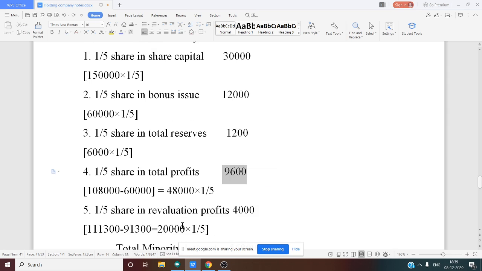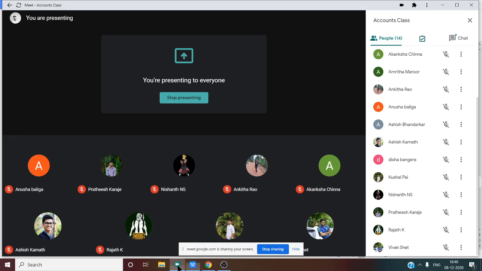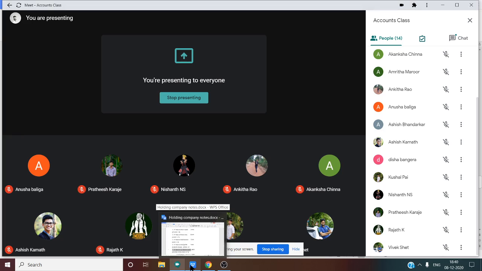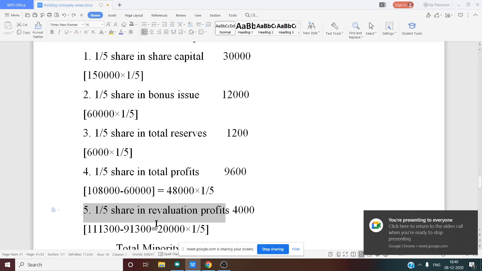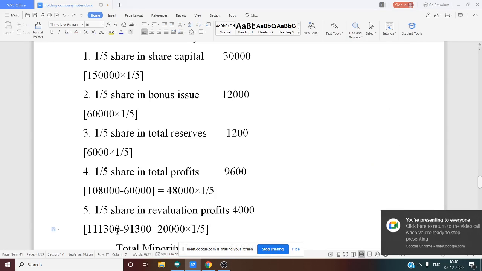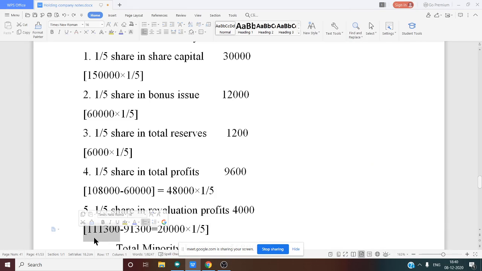Now, one more under that is revaluation profit. 1 by 5 share in revaluation profit. Again, revaluation profit is capital in nature, capital profit, that is nothing but capital reserve as per Accounting Standard 21, consolidated financial statements. Plant and machinery in the balance sheet is 91,300, and after revaluation the balance is 1,11,300, an appreciation of 20,000. That 20,000 is the revaluation profit, on which you take 1 by 5. So 20,000 into 1 by 5, 4,000 becomes the share in revaluation profit.